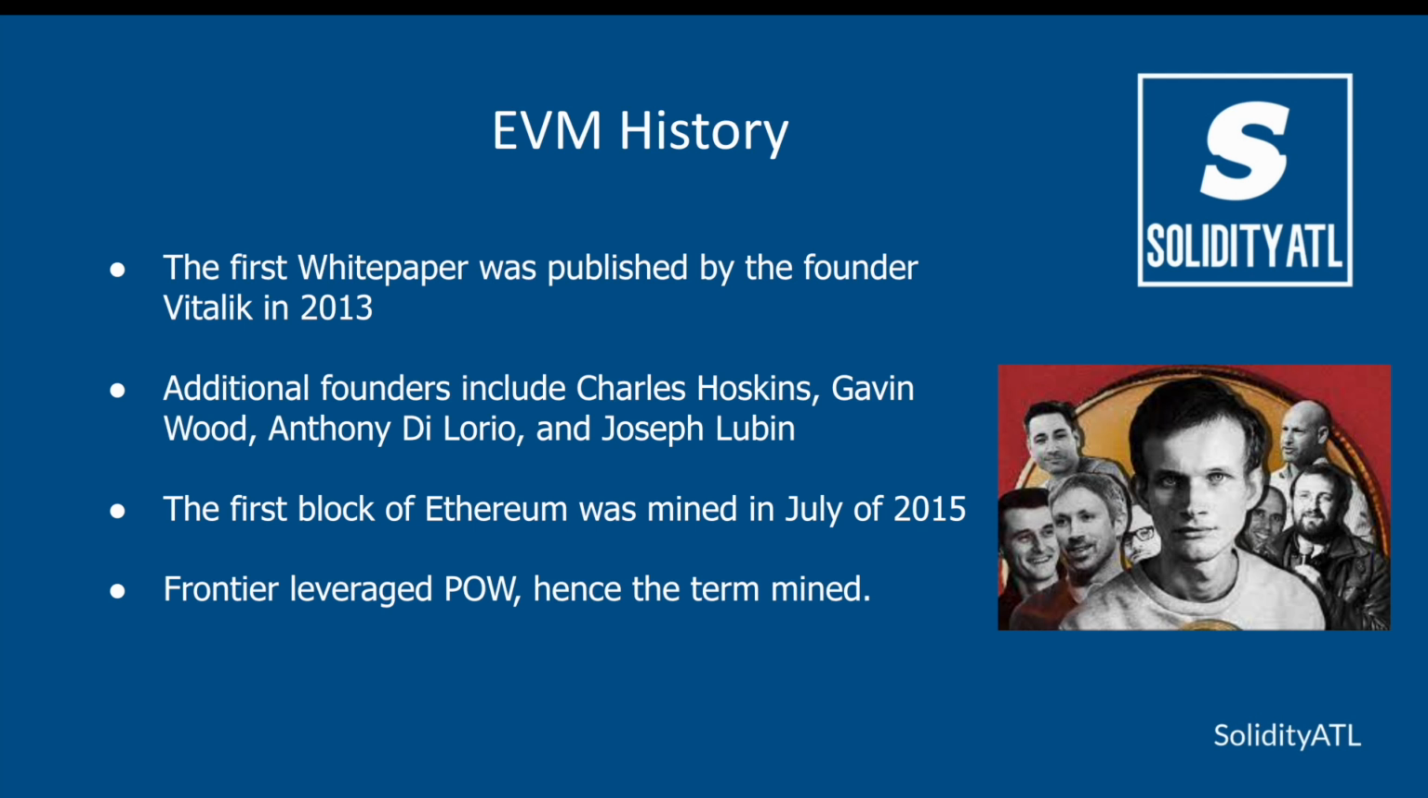The additional founders included Charles Hoskinson, Gavin Wood, Anthony Di Iorio, and Joseph Lubin. Shortly after Vitalik posted this white paper, these members were brought into the Ethereum Foundation to help build what Ethereum is today. Now, the first block of Ethereum was mined in July of 2015. Really want to stress the term mined. When Ethereum was first released, it was a proof of work chain, and now it is a proof of stake chain. So that is a really important thing to understand about EVM's history and just where we are today.